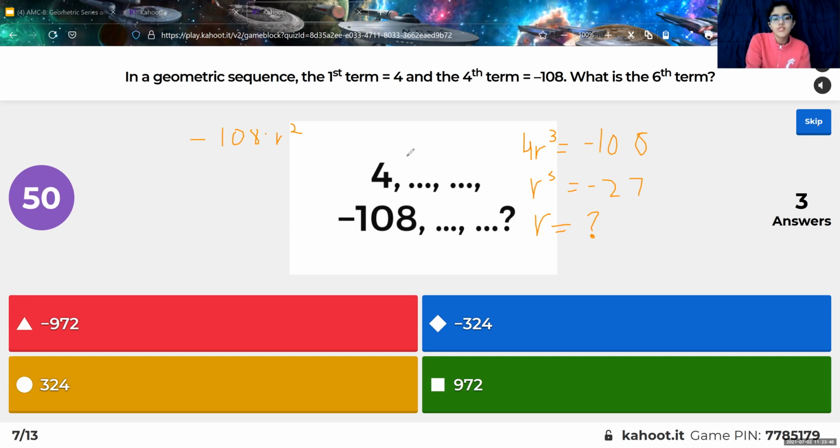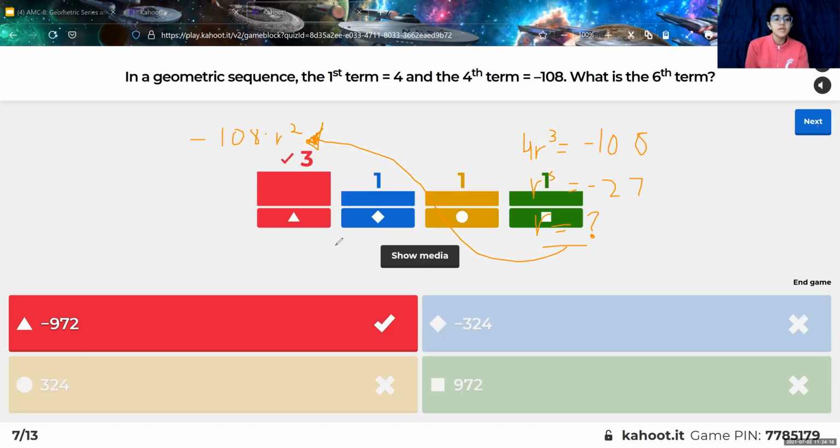So there are 3 answers so far. Remember to do the problem. Okay, so this r, you solve from this, so you get the cube root of negative 27, then you find the square of that multiplied by negative 108. So I see 5 answers so far. I think there's 6 people in this Kahoot.